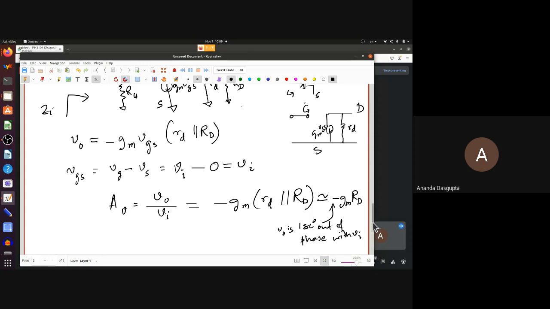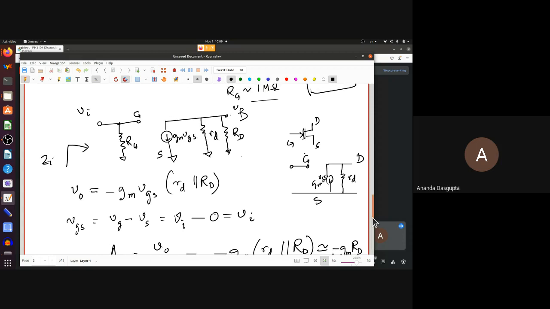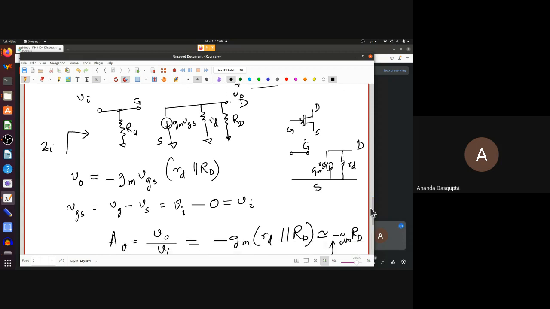Okay, so this AV calculation is straightforward. Now, the only other thing that we need to calculate is ZO, and that's slightly trickier, the output admittance. So does anybody remember how you calculate output admittance for a circuit?